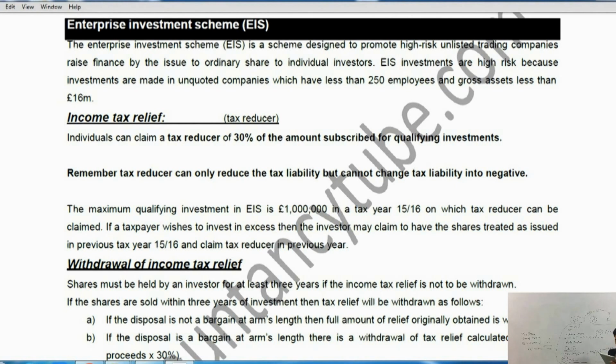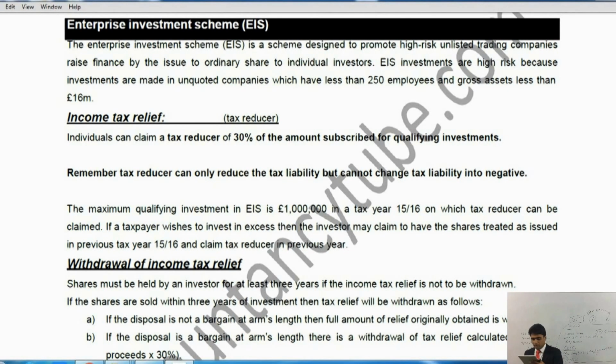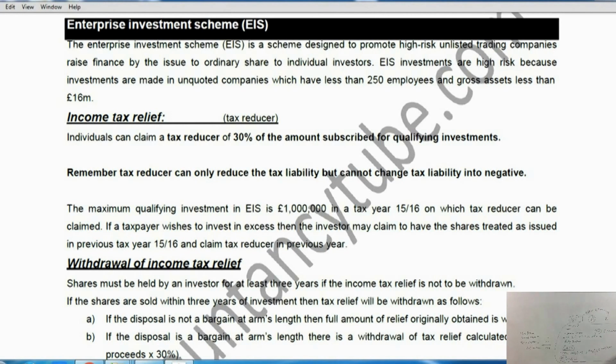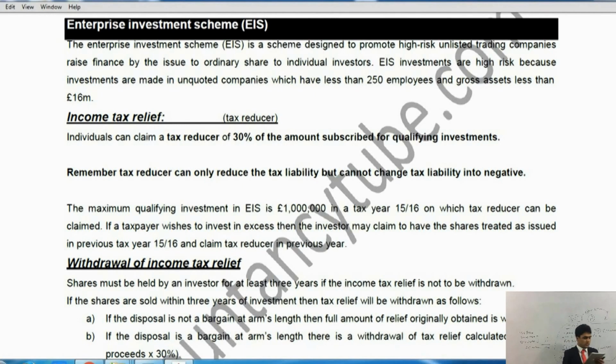Alright, so it says in here, maximum you can invest is £1 million in a tax year 15-16, on which tax reducer can be claimed. If a taxpayer wishes to invest in excess, if you want to invest more, then investor may claim to have shares treated as issued in the previous tax year and claim a reducer in previous years.